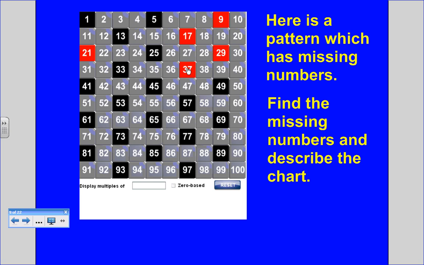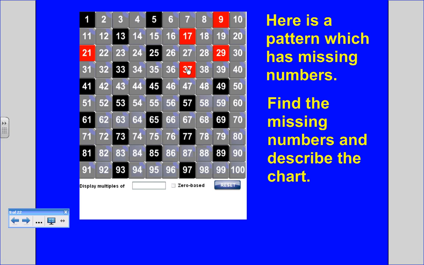Yes. It's just like the other one, how if you go down in the columns, you skip the 2, the 4, the 6, the 8, and the 10. And then you go 1, you skip 11, go 21. Skip 31, go 41.